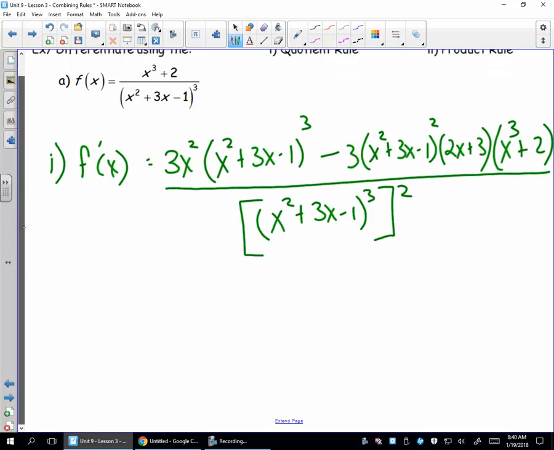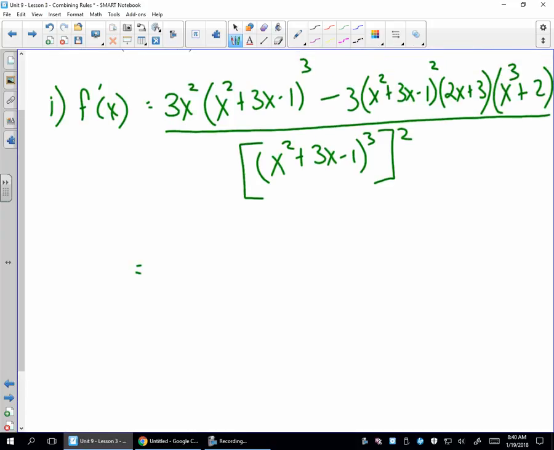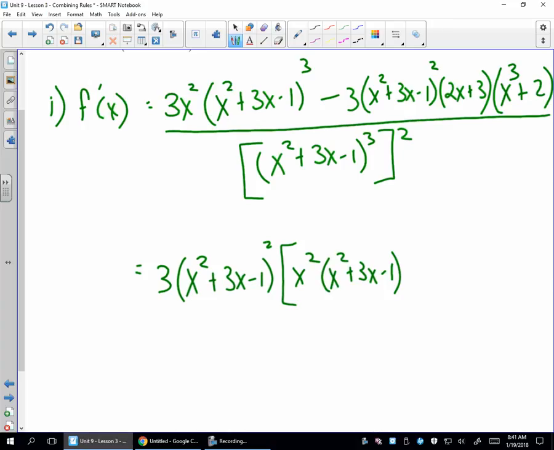So we can use some of the ideas we just did previously. We're going to look for common factors on the top. So what do I notice? I notice they both have a 3 in them. And I notice that they both have the bracket the same. I'm going to take the smaller of my two exponents, which is a 2. I'll be left with an x squared and one of the brackets for the first half. On the second half, I'm left with the minus sign, and I'm left with the two other brackets, the 2x plus 3 and the x cubed plus 2.